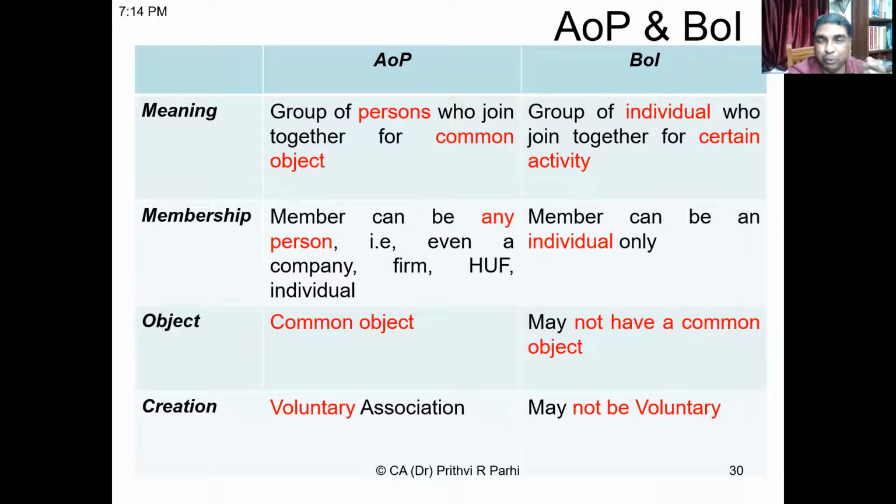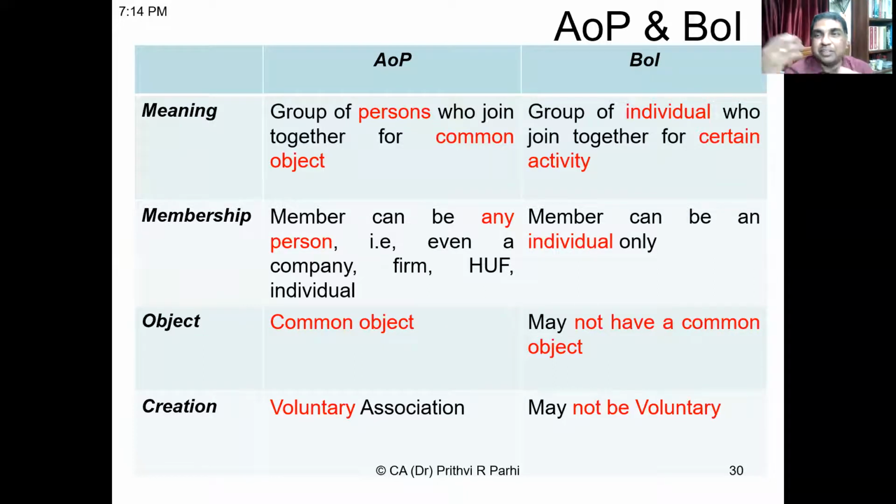Right. And what is BOI? BOI means body of individuals. That means all the members must be individuals. Whereas in AOP, all the members need not be individuals. For example, suppose myself, I am what? An individual, company, a firm, what? I am what type of person? Individual. I am an individual.